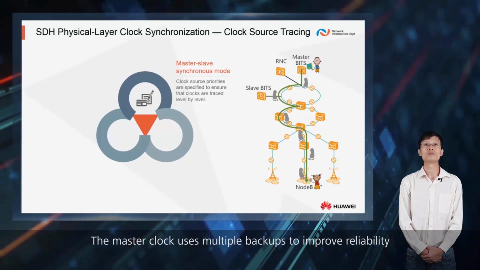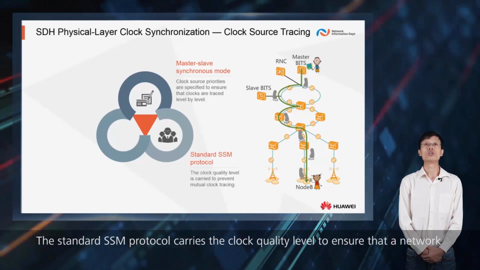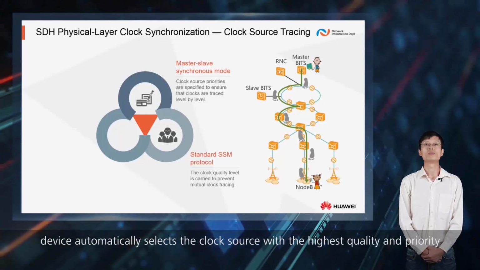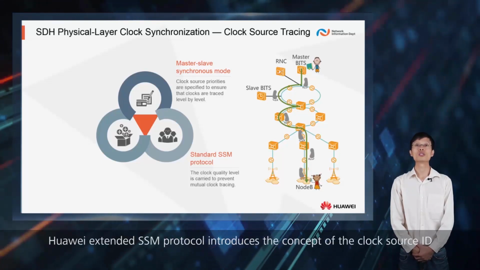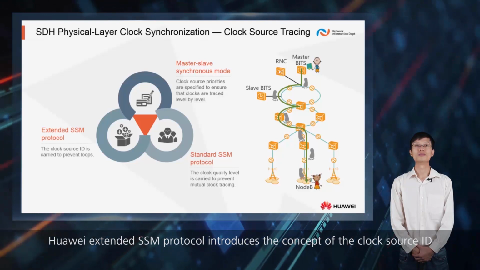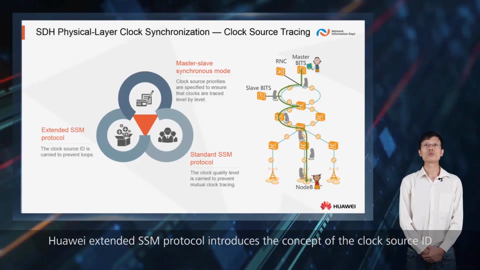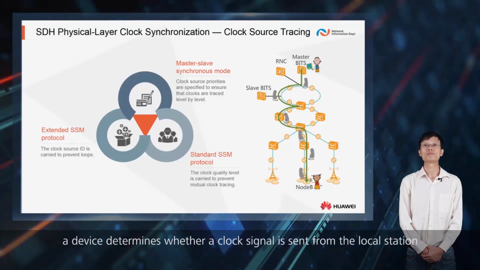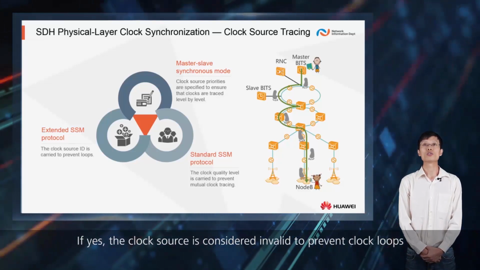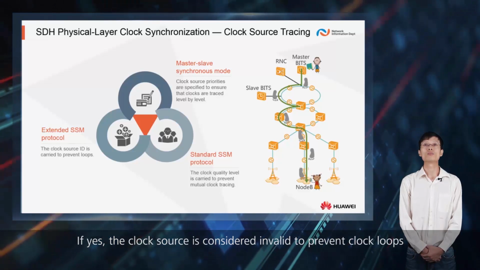The master clock uses multiple backups to improve reliability. The standard SSM protocol carries the clock quality level to ensure that a network device automatically selects the clock source with the highest quality and priority. This prevents mutual clock tracing. Huawei Extended SSM protocol introduces the concept of the clock source ID. Based on this ID, a device determines whether a clock signal is sent from the local station. If yes, the clock source is considered invalid to prevent clock loops.